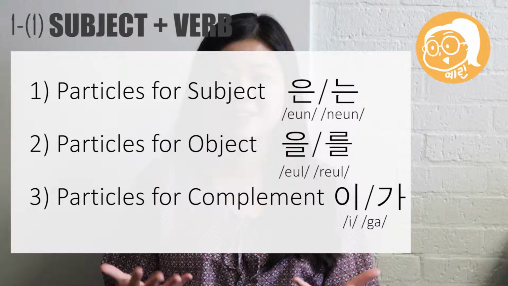Here are the list of particles we'll see today. Particles for subject: 은, 는. Particles for object: 을, 를. Particles for complement: 이, 가. There are a lot of irregular rules about them, but you don't have to know about them today. I recommend you focus on Korean word order more.